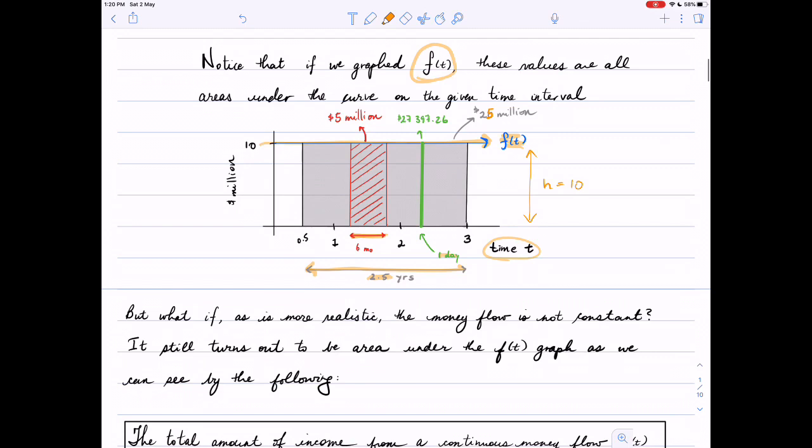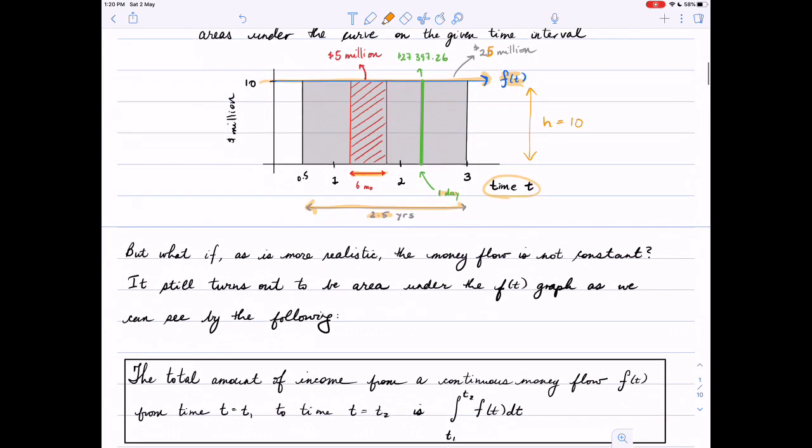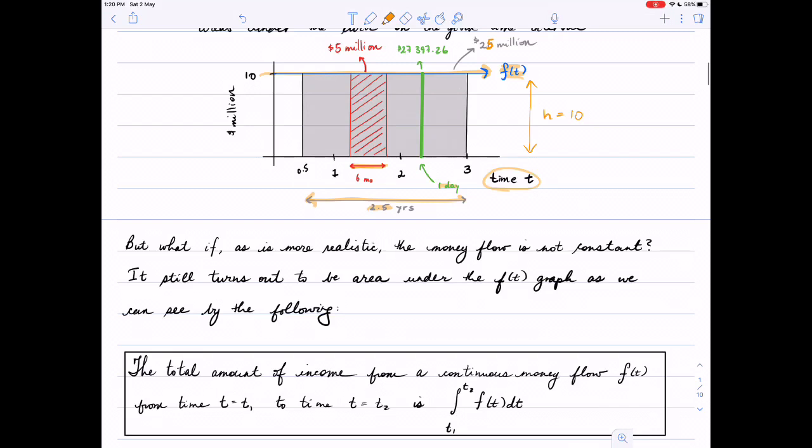And obviously we need another way of calculating it, and that way is, of course, the integral. So the total amount of income from a continuous money flow f of t from time t equals t1 to t equals t2 is the integral from t1 to t2 of f of t dt.